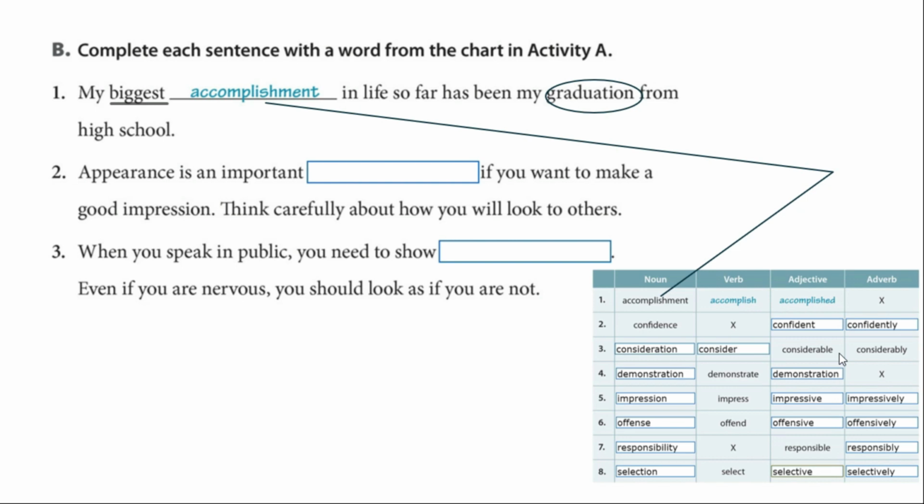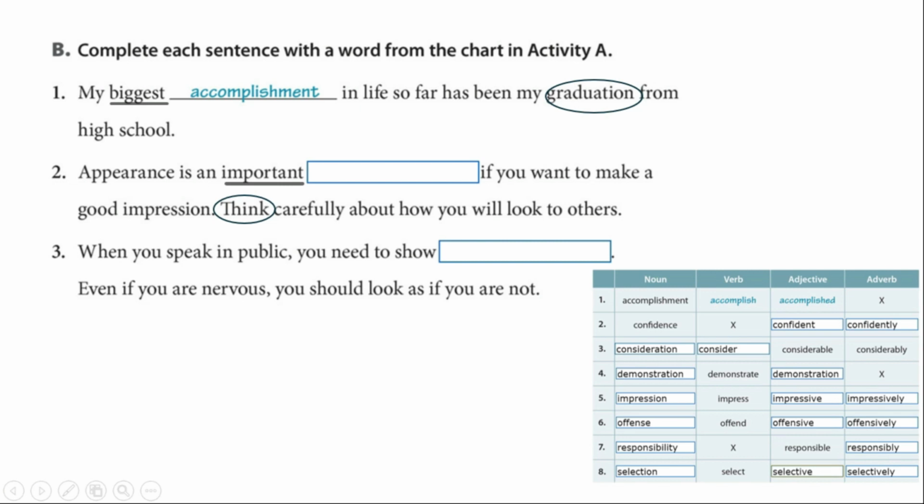Appearance is important if you want to make a good impression. Think carefully about how you will look to others. Okay, so important, this is an adjective. So we're looking for a noun. The word think is indeed a key word. So it's linked to this noun. So it has to be a noun which is related to thinking, which is consideration. So appearance is an important consideration if you want to make a good impression. Think carefully about how you will look to others.